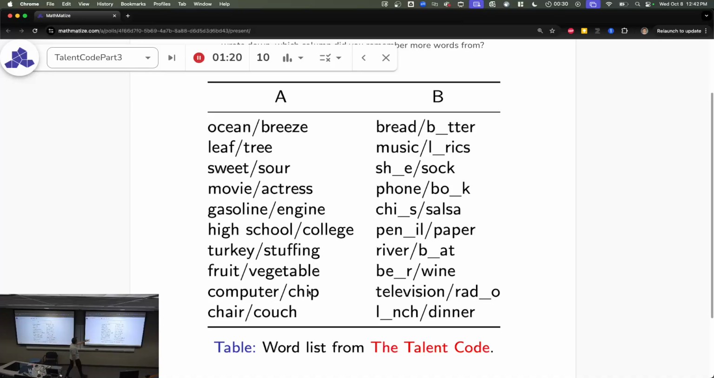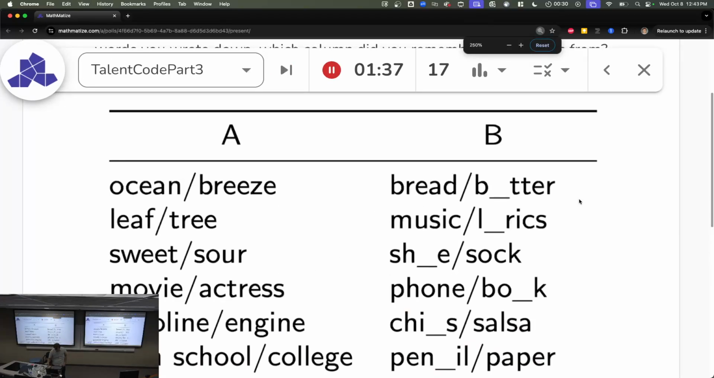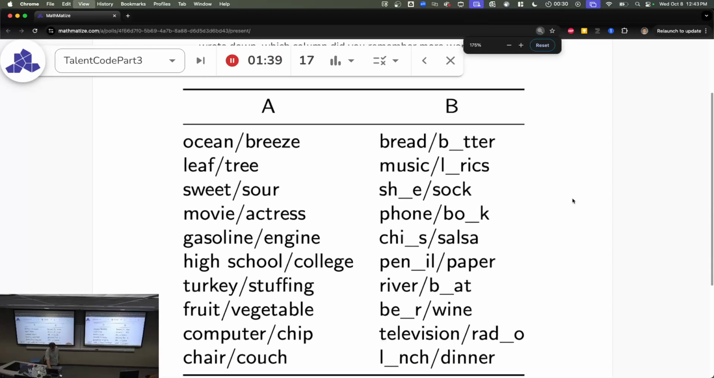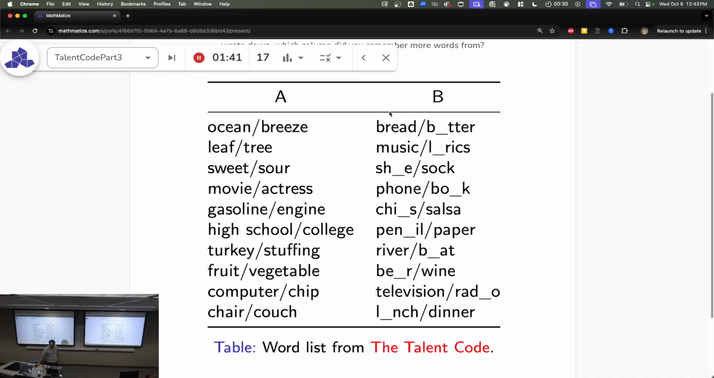Okay, I'm up to 10 answers. Make sure you press the button on which one, A or B, you remembered more from. Now we're up to 16, 17. All right. Very good.